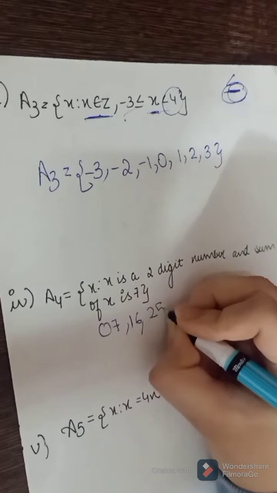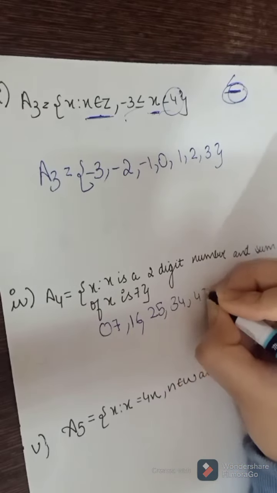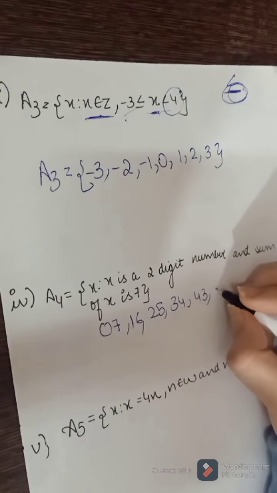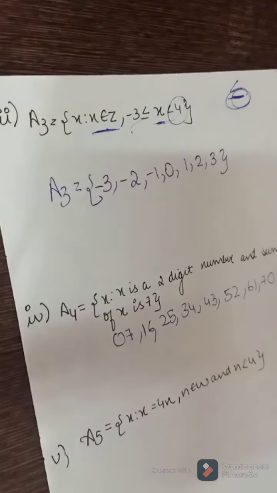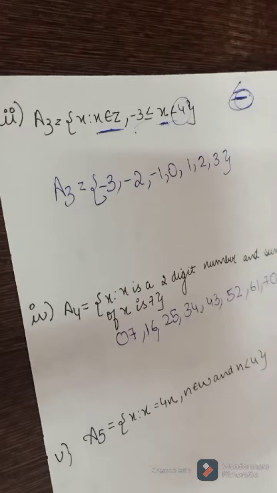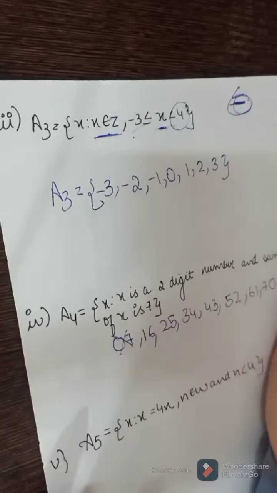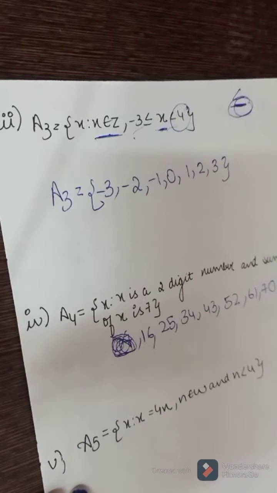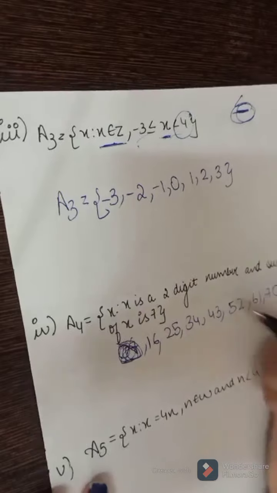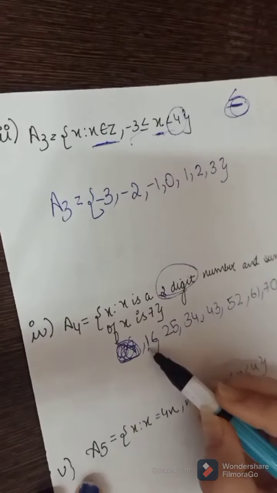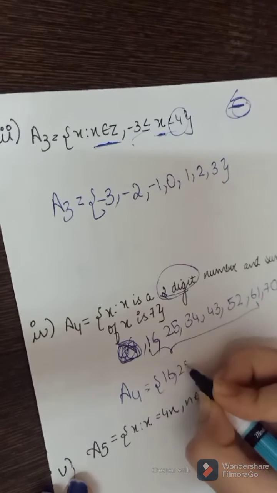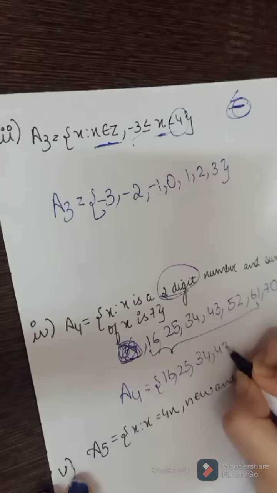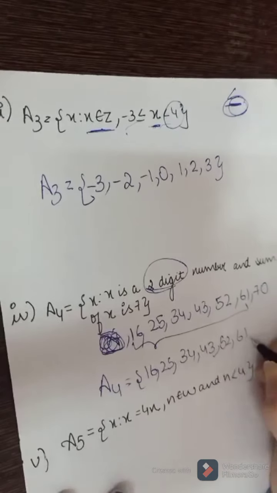16, then you can say 25, 34, 43, right? Then 52, then 61, then 70, right? No other number you can write in there. Correct, students? Because if we think, then we don't find. But 07 is not to be considered as a 2-digit number, it is just 7. They have asked us for 2-digit numbers, so we are going to simply write them in the set. A4 is equal to 16, 25, 34, 43, 52, 61 and 70.